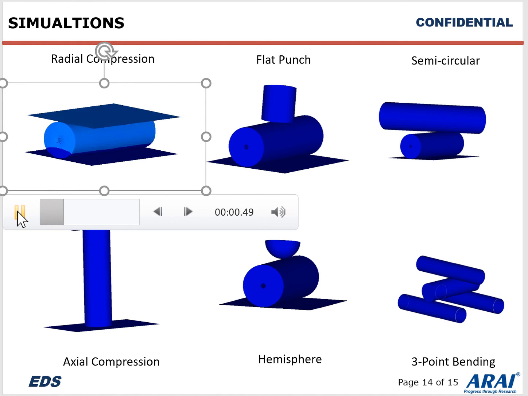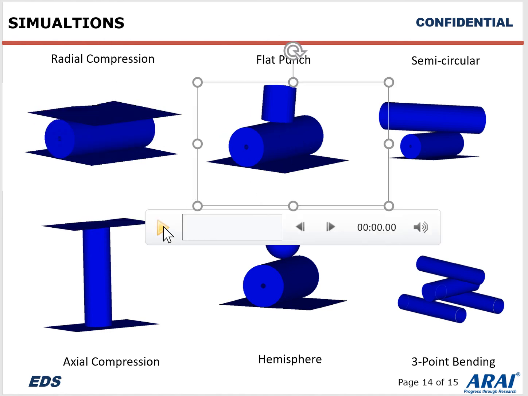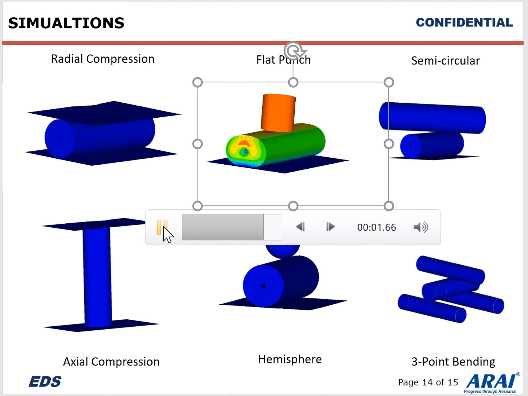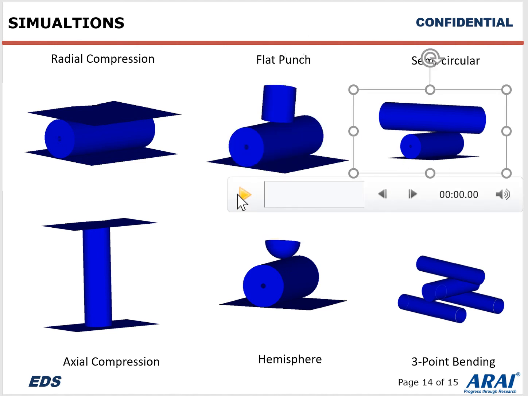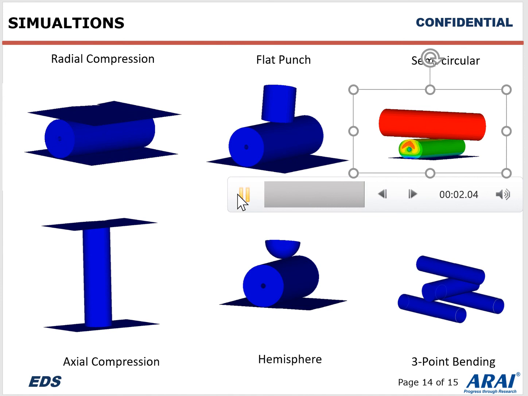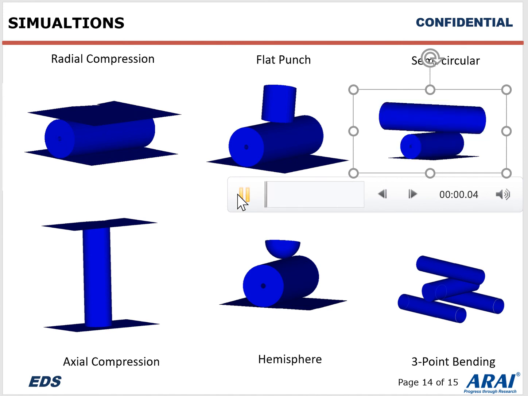So this is how it deforms for the radial compression. If we check the flat punch, almost all the behavior is the same. We can say that all these tests give the same kind of deformation, because all of them are radial.